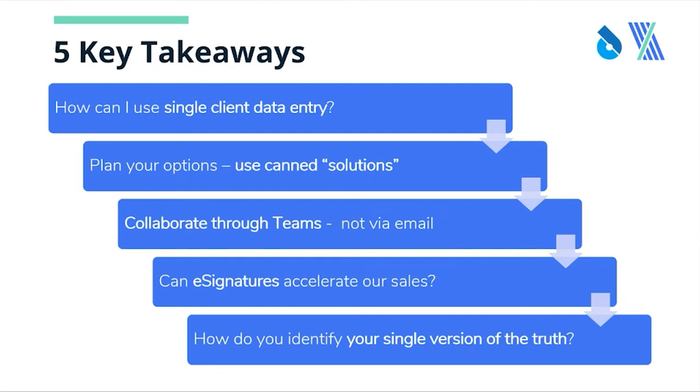Then we talked about options. I talked about canned solutions. What are the optional blocks of content or business rules you might want to put in when creating documents, if you were creating custom solutions? Once we built that, the third takeaway is think how you collaborate. Collaborate through Teams, not via email. Now is not the time to be sending email attachments backwards and forwards. Start working together and have that single version of the truth.